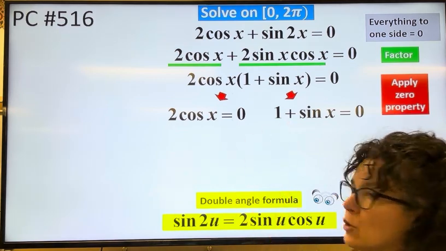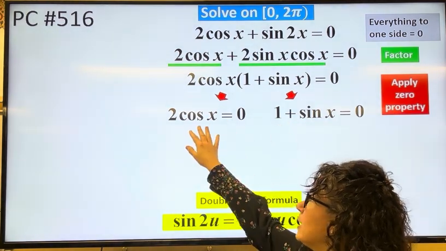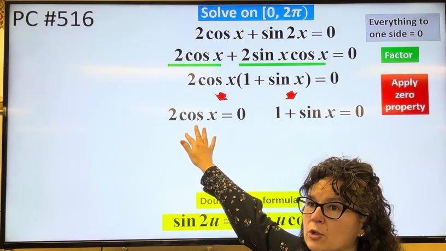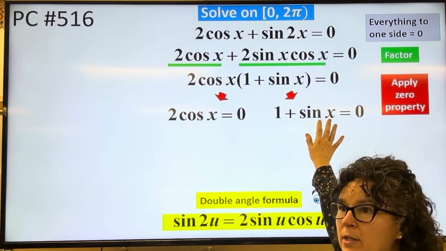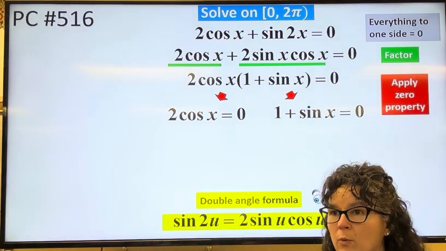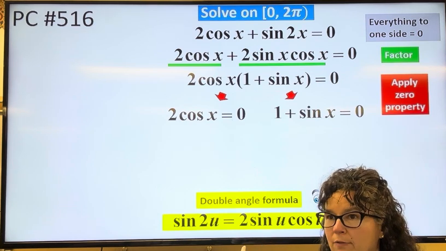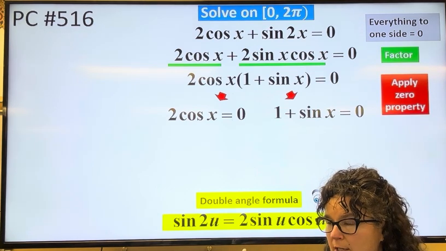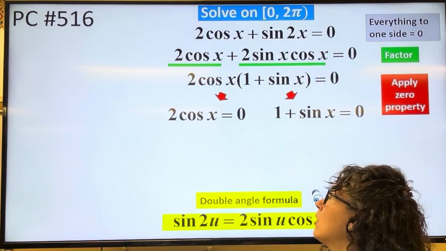And now I have these two mini equations to solve. But the good news is my mini equation, see how it only has one trig function in it? And this one only has sine in this one. So in the long run, we're okay. We still are going after all the same trig function in an equation. It's just that it took us a little while to get there. Okay, so now I solve.